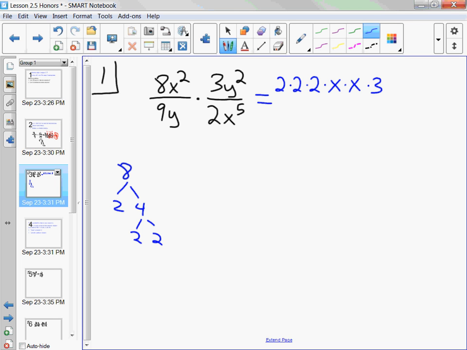Y squared breaks down to y times y. So we're just going to put it all over one fraction bar since we can just multiply them all together. 9 breaks down to 3 times 3. And then we have a factor of y, factor of 2, and we have 5 factors of x.